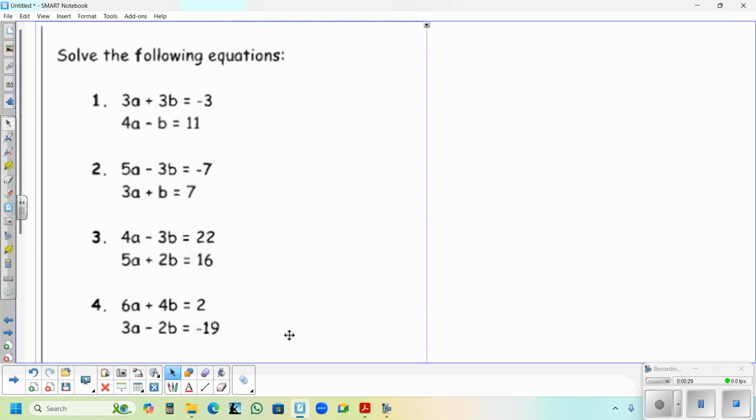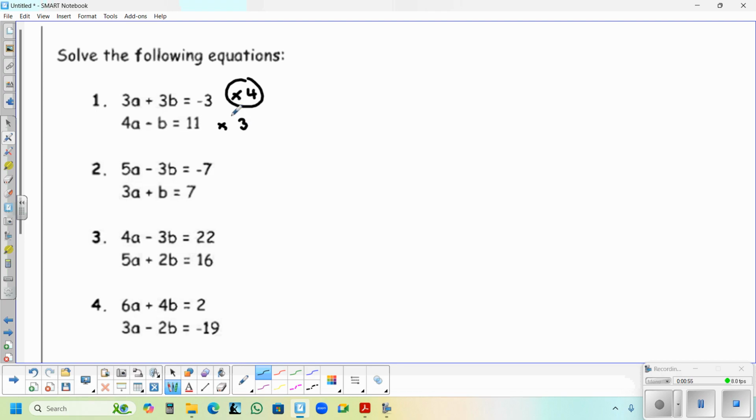What we want to do is multiply each of these equations so that when we add them together, or take them away, one of the letters completely disappears. So, for example, if we look at this first one here, if I want to eliminate a, then I multiply that one by 4, and I multiply that one by 3. And that means I've got 12a and I've got 12a.